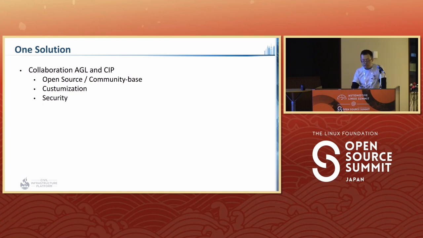Both AGL and CIP are built on Linux, which means they are open source and have access to a wide range of open source software and development tools. Both projects focus on providing a robust and reliable operating system that can meet the specific requirements of their industries. The AGL platform is for automotive applications. CIP is designed for industrial systems.